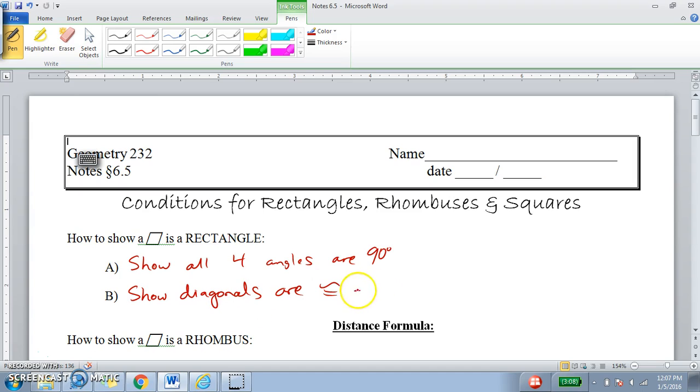So in order to do this, we might need to use the distance formula. So just to write that out for probably the 6th time this year, the square root of x1 minus x2 squared plus y1 minus y2 squared.